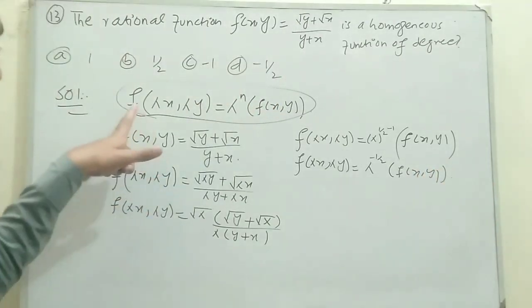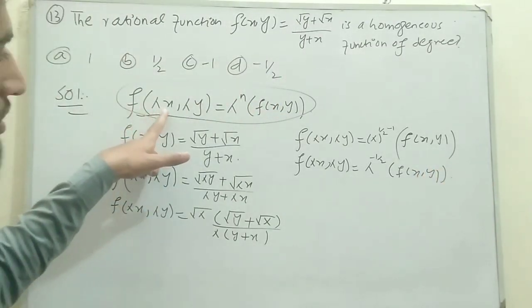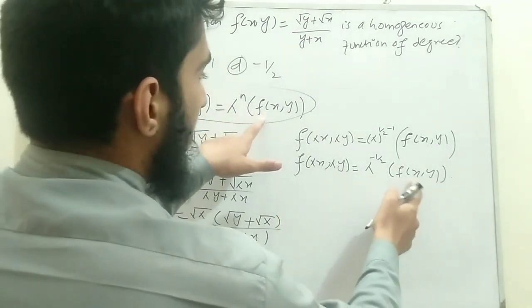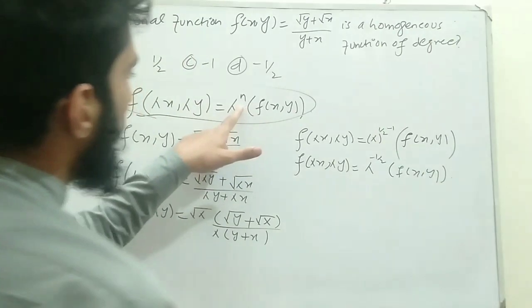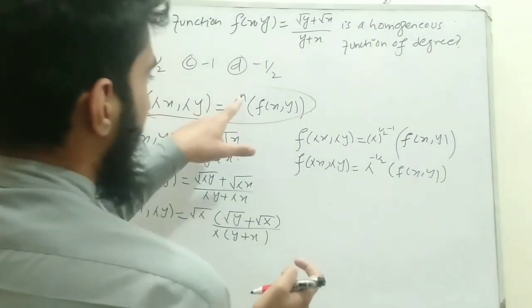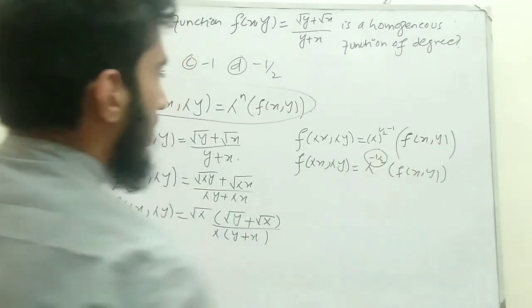Here the definition tells that if f of lambda x, lambda y is equal to lambda power n times the original function f of x, y, then n is the degree of the homogeneous function, which here is negative 1 over 2.